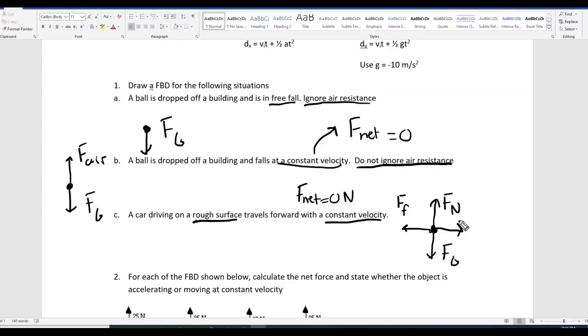And where's that force coming from? Probably the car engine. So I'm just going to write F engine. And if you wrote F applied, that would be fine as well, because the force is being applied by the engine. So there you go. That is 1C. Pause there if you need to look at those.